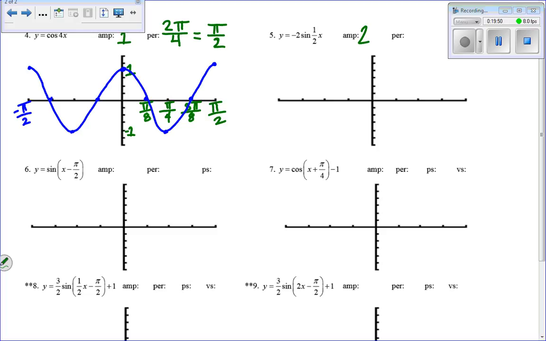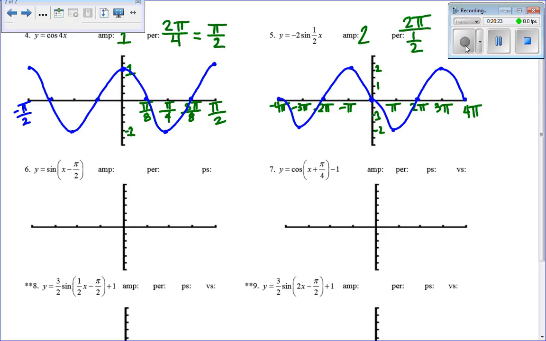Okay? Your period is going to be 2 pi over your B value. So what's your period? 4 pi. So now we're happening half as fast. It'll take us between 0 and 4 pi to make one interval instead of 0 and 2 pi. Okay? So each hash is just 1 more pi. Okay, go ahead and graph the rest.